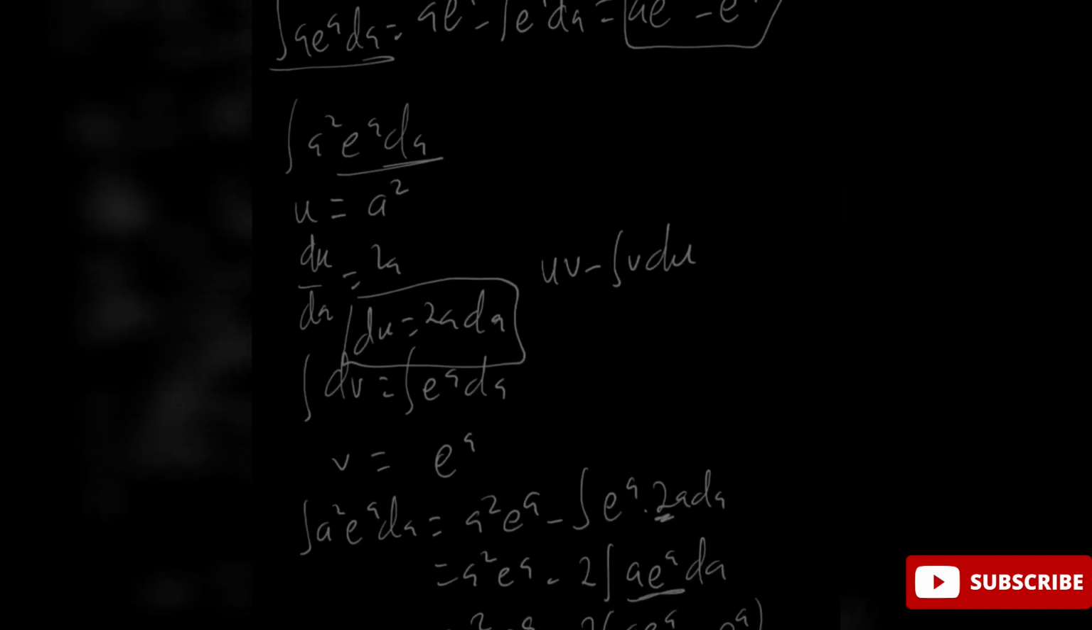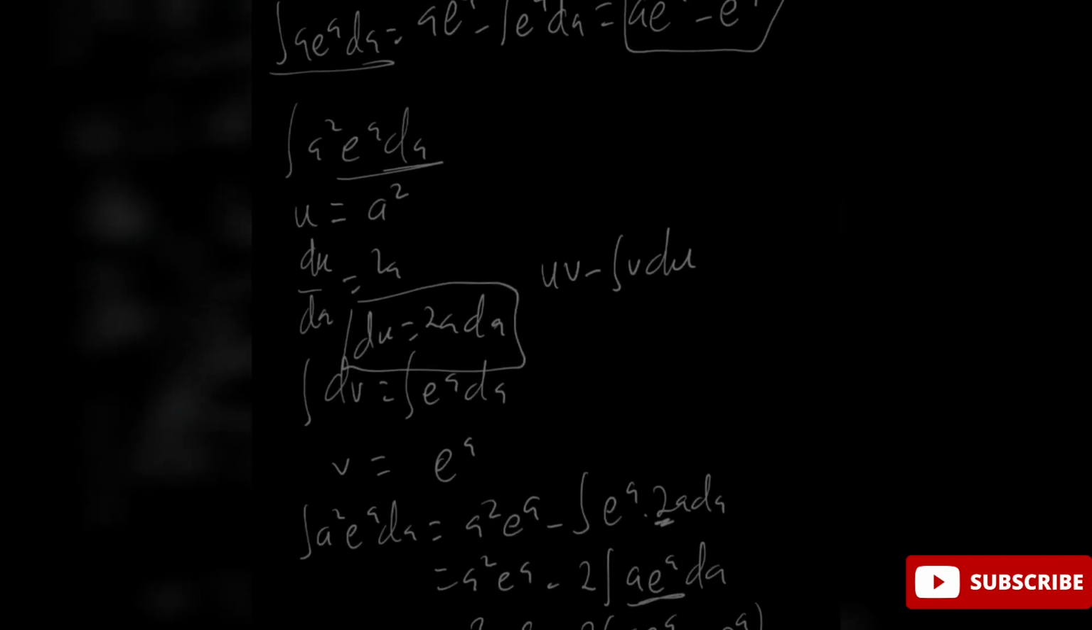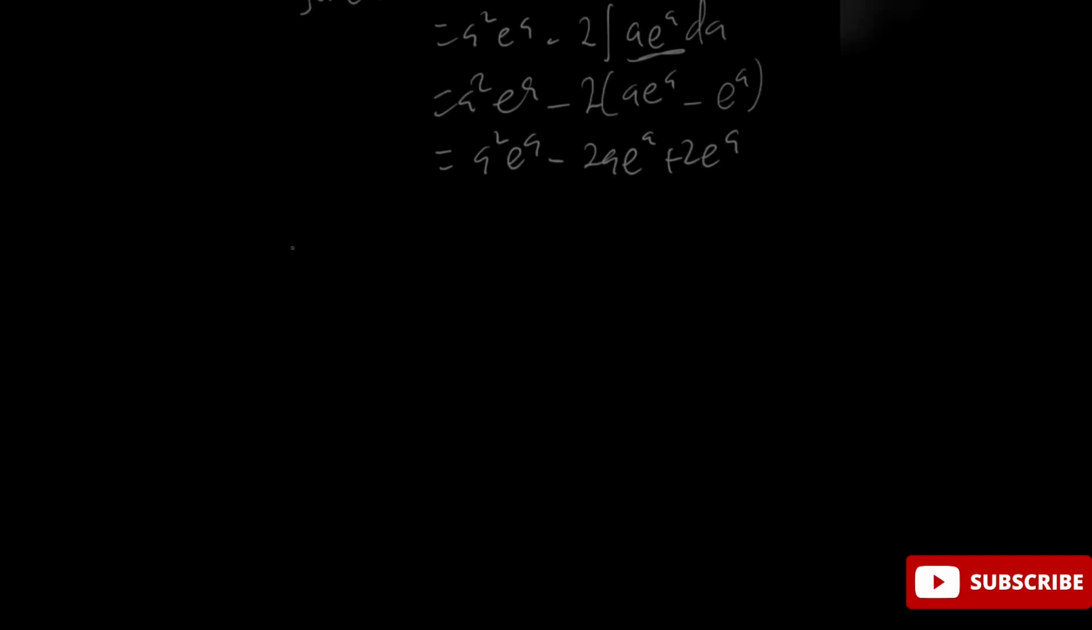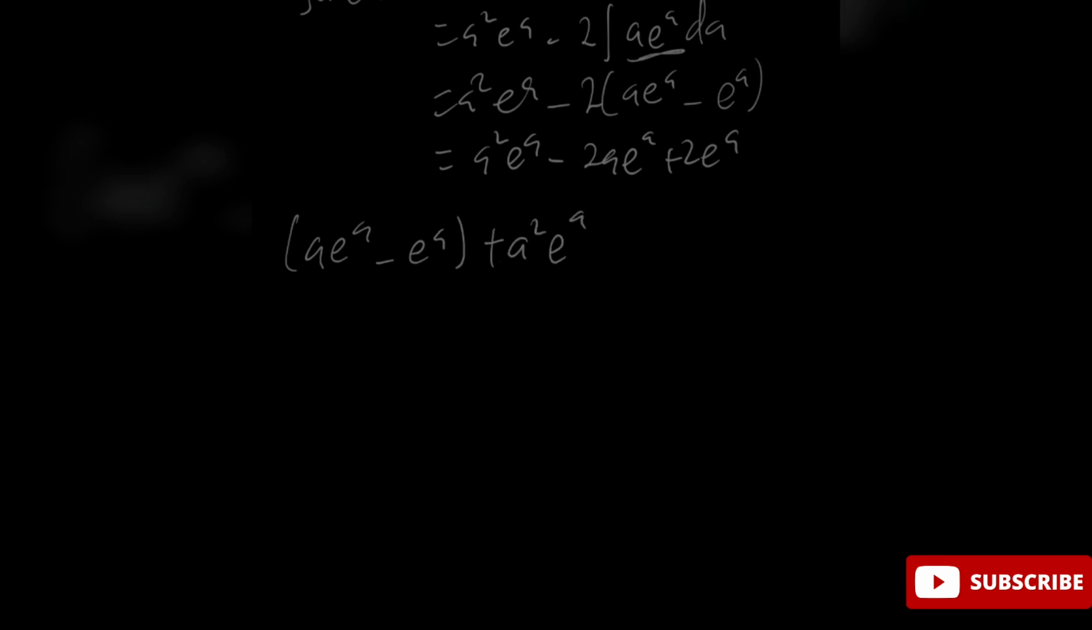All right, so we've worked out the separate integrals, so we just have to sum them up for the final integral. So that will be a e power a minus e power a plus a squared e power a minus 2a e power a plus 2 e power a. Definitely plus another constant c. We will introduce it in the final answer.